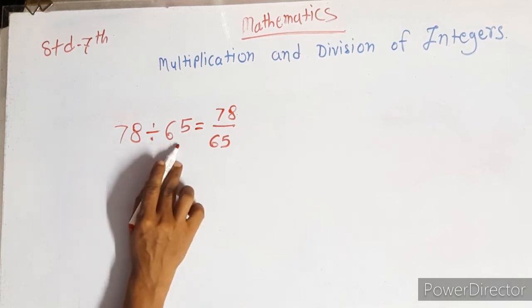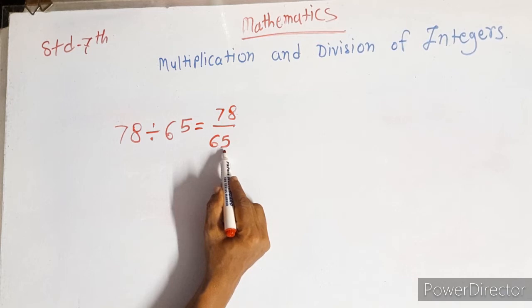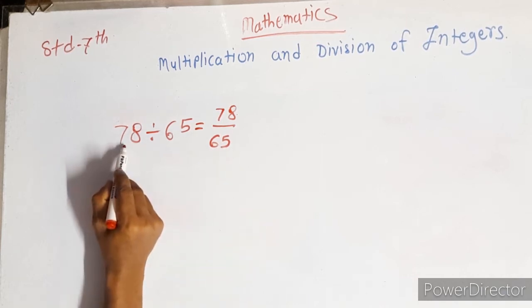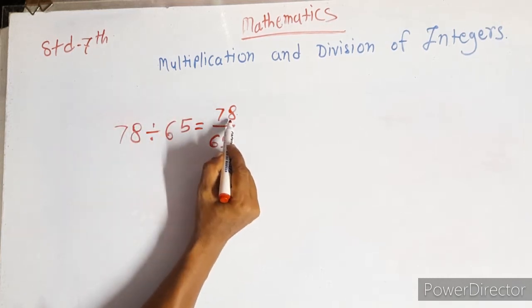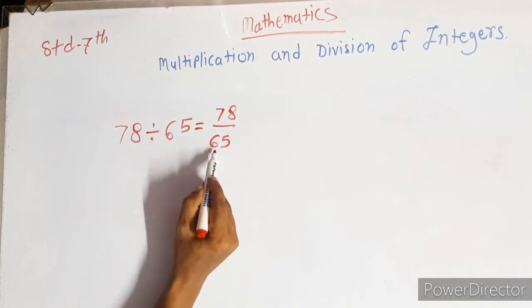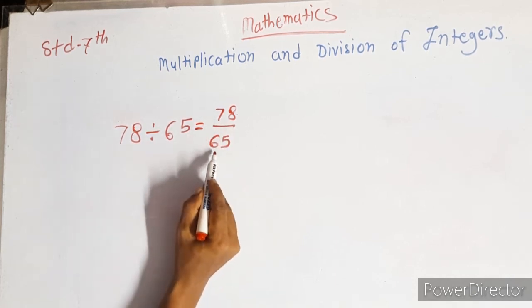78 divided by 65. 78 divided by 65. Every time, the dividend is written at the place of the numerator and the divisor at the place of the denominator. Now, 78 is not available in the table of 65.